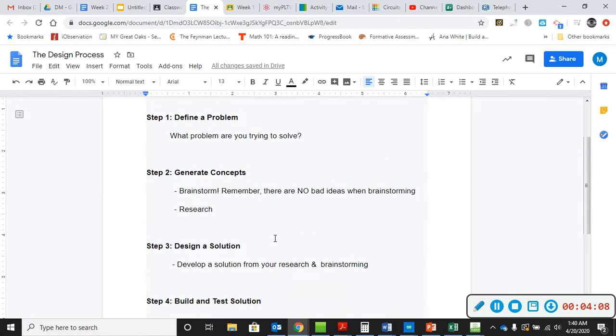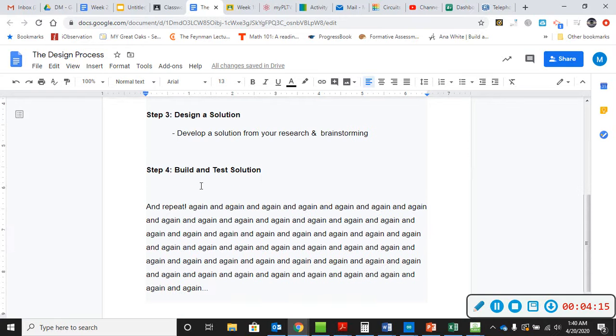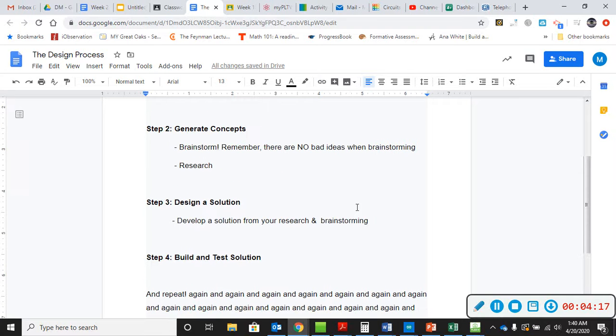And that's the design process. I don't want to talk too long on it. Find a problem, brainstorm some ideas, pick an idea, build it, test it, and go back, make it better.